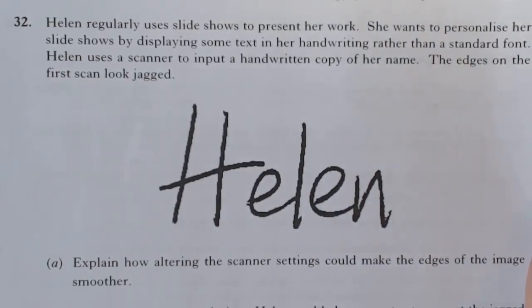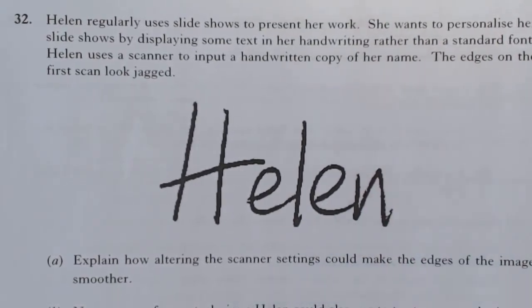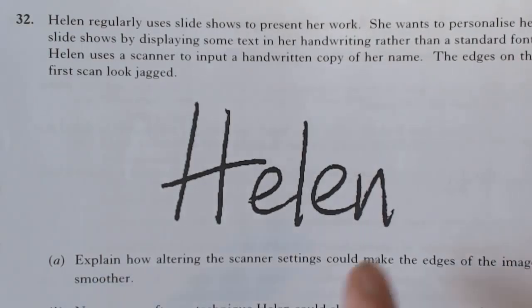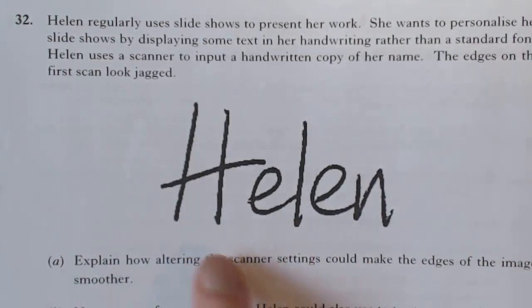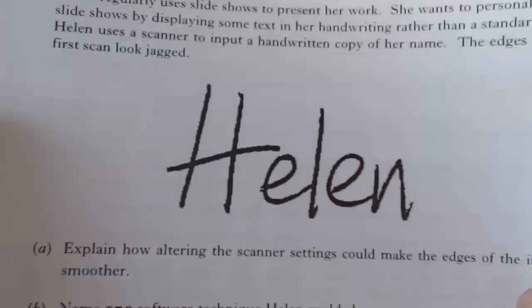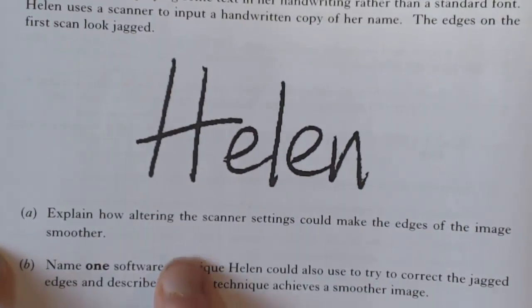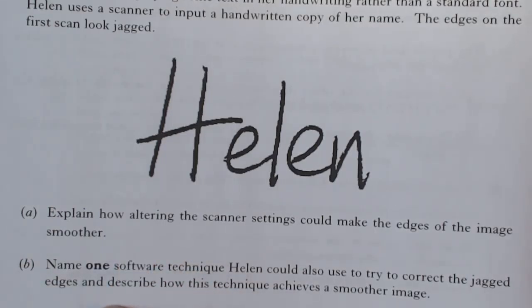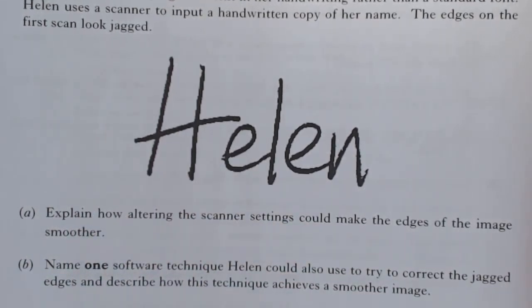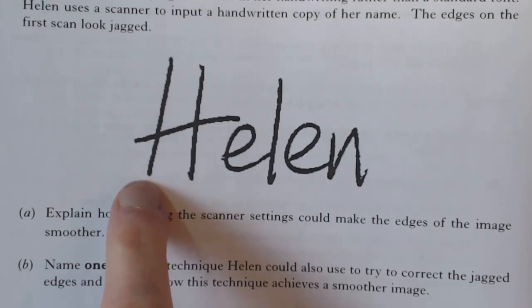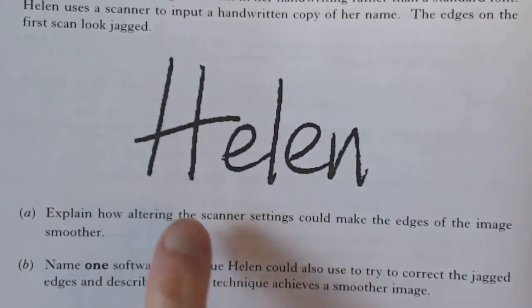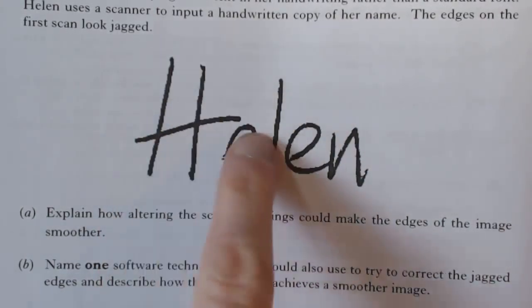So, question 32 is about Helen, funnily enough, and basically she scanned in her handwriting, and when she looks at it, see if you can see it, it's kind of jagged. So she wants to alter the scanner settings to make sure it's not as rough. What you can do is increase the resolution, which just means the pixels get smaller. This means all these curves and lines are a wee bit smoother.